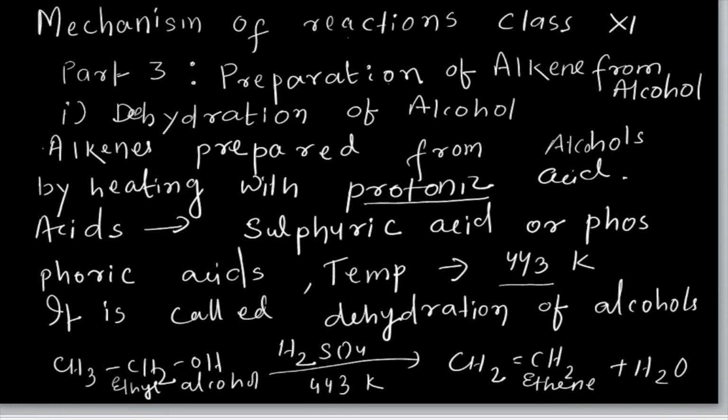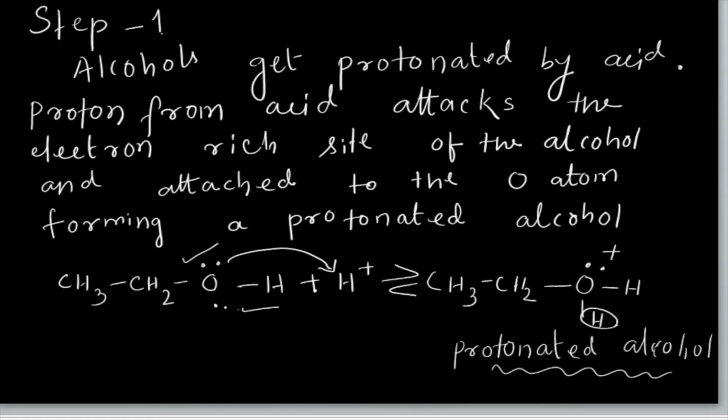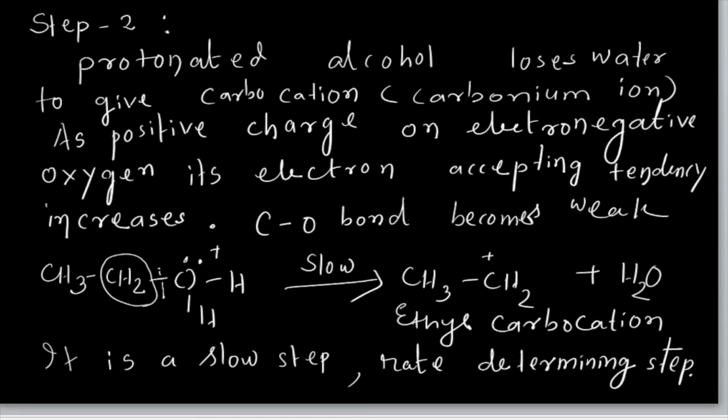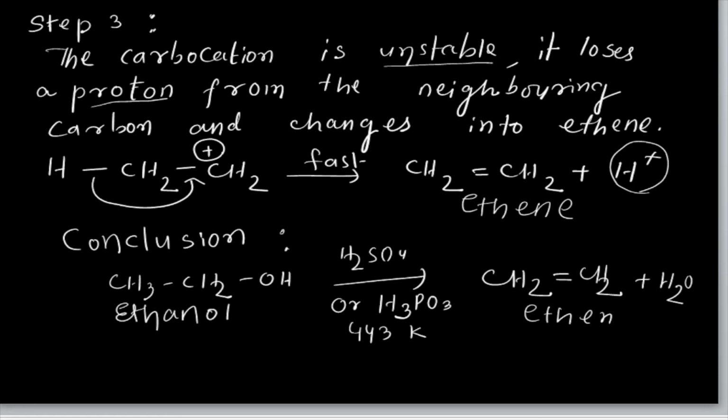Protonic acid means containing hydrogen. In the first step it produces your carbonium ion. That means first you will get protonated alcohol, and after that it loses a water molecule and changes to ethyl carbocation. It is a very slow step. And after that one hydrogen proton, that is H plus, is released, and it gives ethene. So the conclusion is this: on treating with sulfuric acid or phosphoric acid at a temperature of 443 Kelvin, it gives ethene.